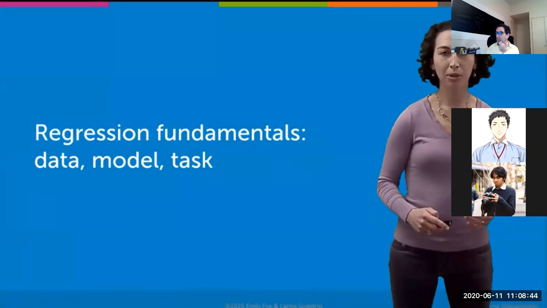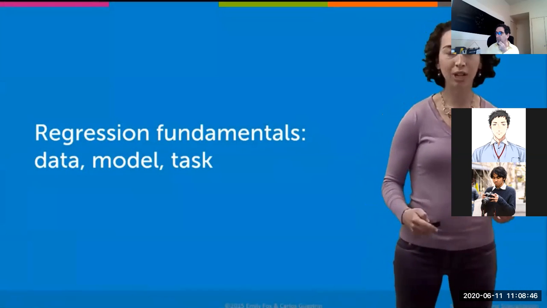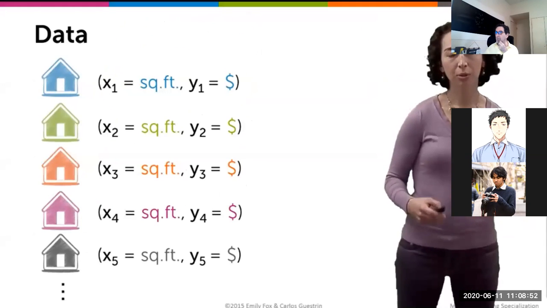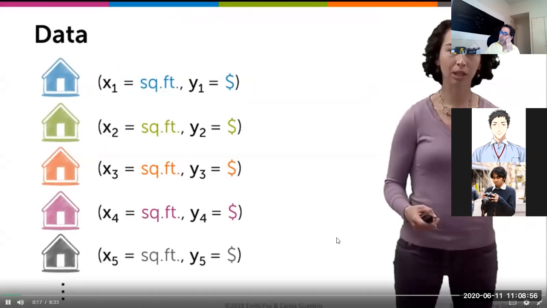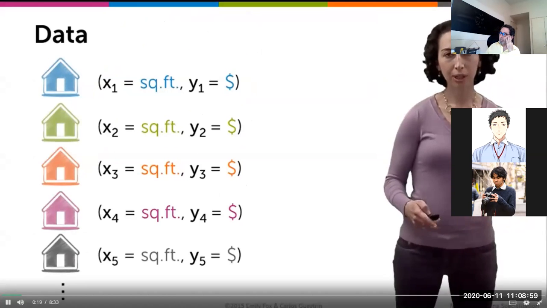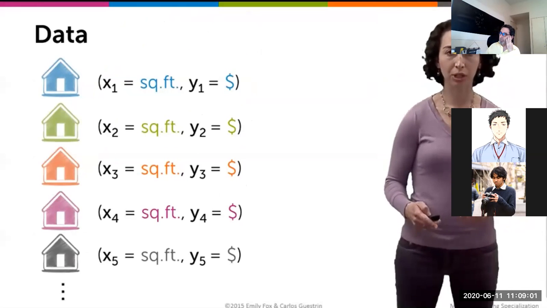So let's go through some of the regression fundamentals. What's our data? What's the model that we're going to use? And what's our task of interest? Okay, so the first thing is we're going to take all of our data, so all these houses that we looked at that sold recently, and for each one of them, we're going to record some information.